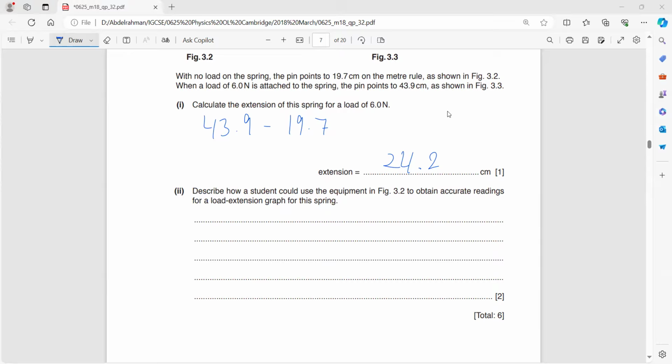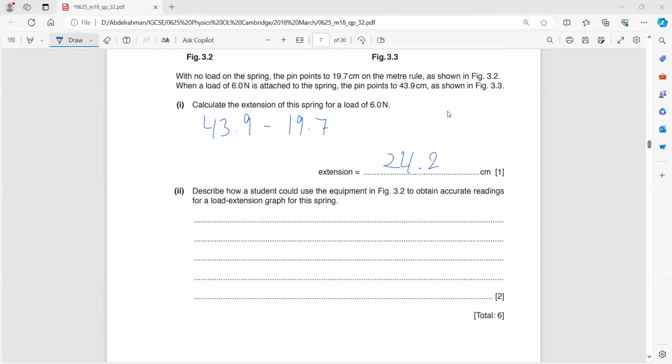And then he needs to measure the reading for more than one load. I cannot use only one load. You can never use only one load. You have to use more than one load. That's the whole point of any experiment. You cannot do it only once. You have to repeat it more than once. So measure the extension for more than one load.